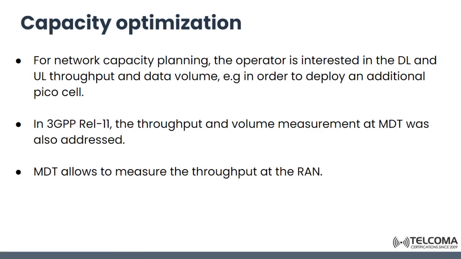Next one is capacity optimization. For network capacity planning, the operator is interested in the downlink and uplink throughput and also the data volume. For example, this is to deploy an additional picocell. In 3GPP Release 11, throughput and volume measurement was also addressed. MDT allows measuring the throughput at the radio access network.